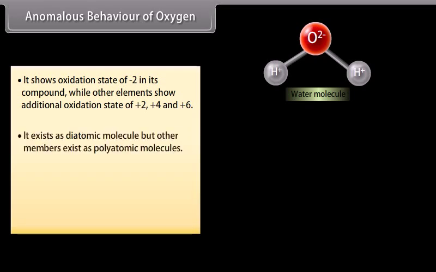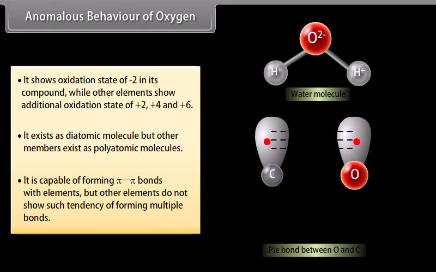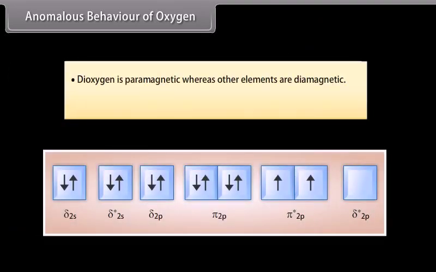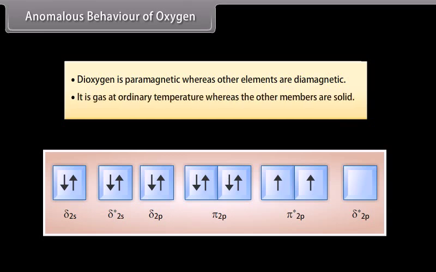It exists as a diatomic molecule, but other members exist as polyatomic molecules. It is capable of forming pi-pi bonds with elements, but other elements do not show such a tendency of forming multiple bonds. Dioxygen is paramagnetic, whereas other elements are diamagnetic. It is a gas at ordinary temperature, whereas the other members are solids.